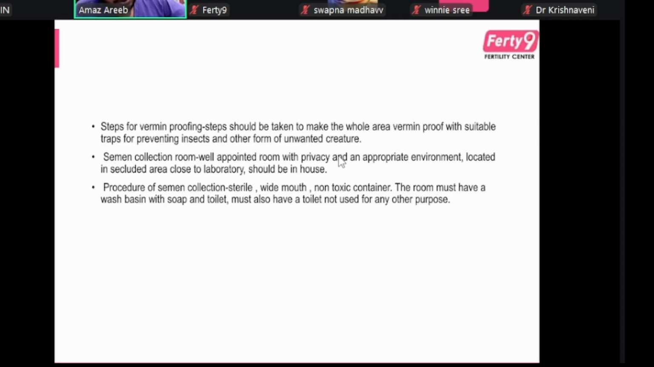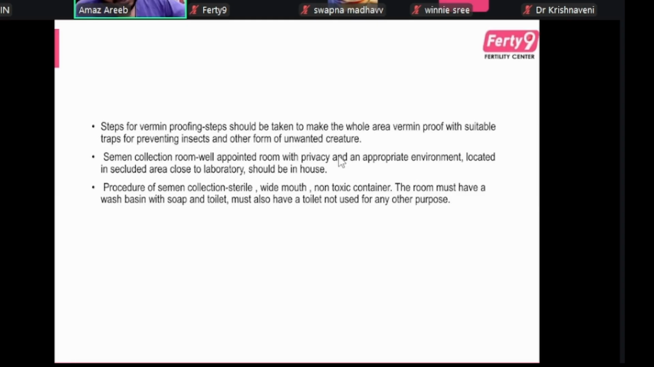That should also have a wide mouth. The reason is that when they are ejaculating, there is a probability that they will spill the sample here and there, so it is better to have a wide-mouth container and a non-toxic container, as I have told you, specific to semen collection. The room should have a wash basin with soap and tissue, and be attached to a toilet.